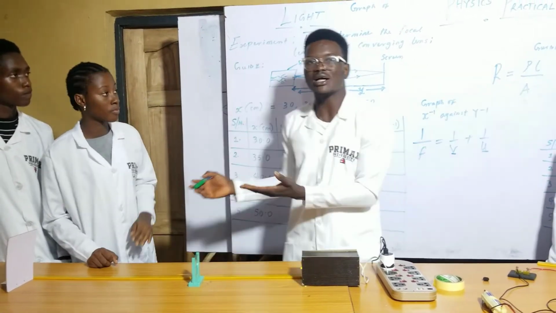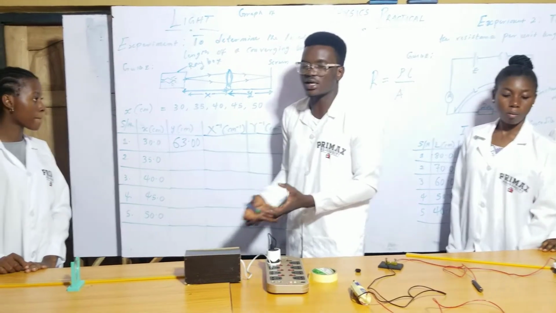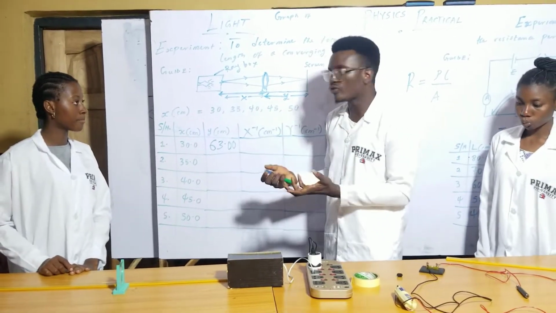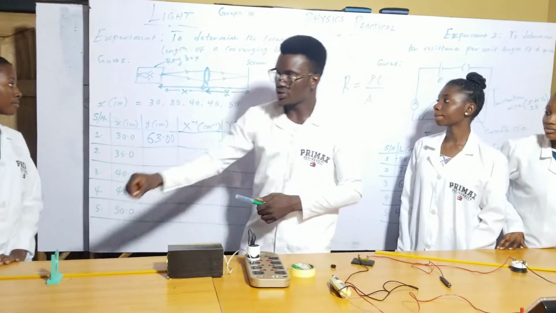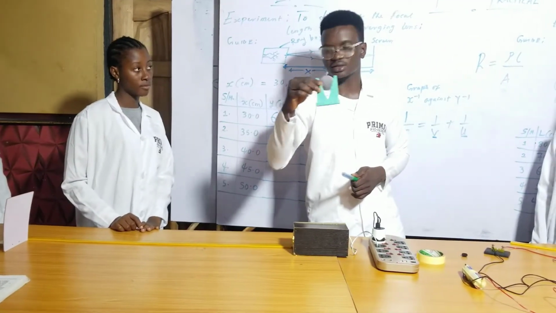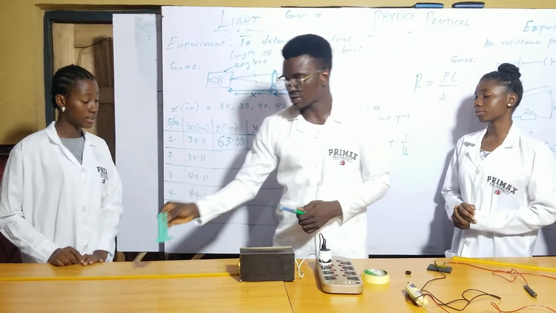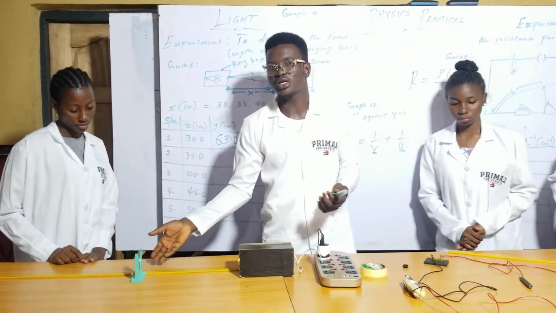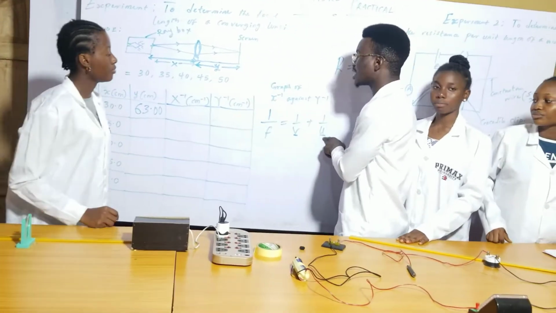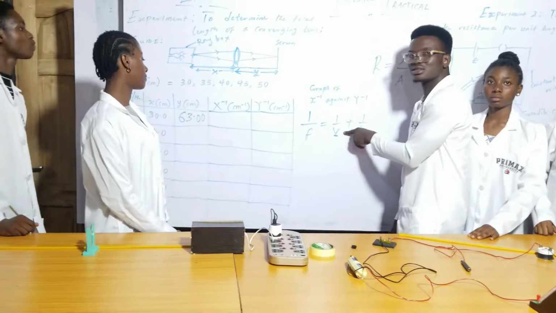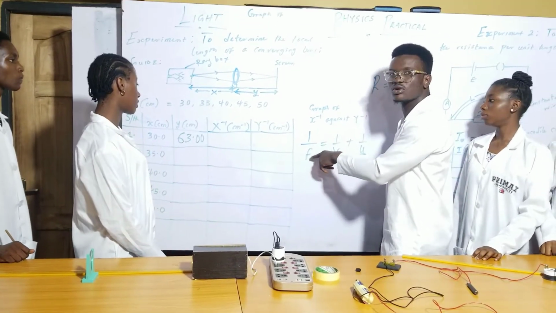But I won't just stop at 1. I have to repeat the experiment so that I get an accurate result of the focal length. My focus here is to determine the focal length of this convex lens. Your convex lens is also known as a converging lens. So you place it at different distances. Now, I have 30 centimeter as my object distance and 63 as my image distance. So I can quickly calculate the focal length of the lens.